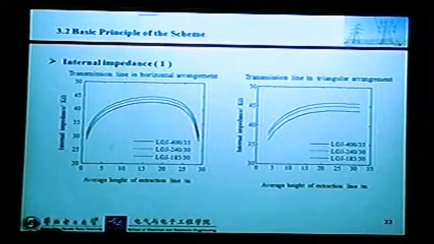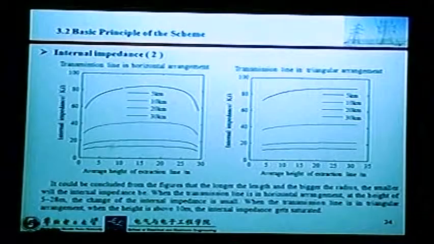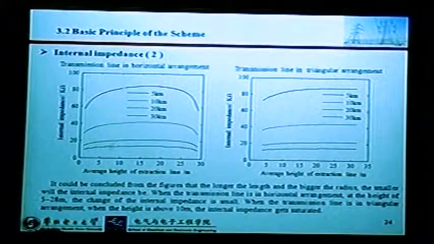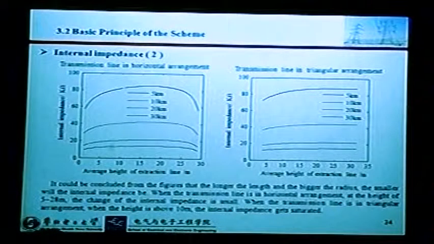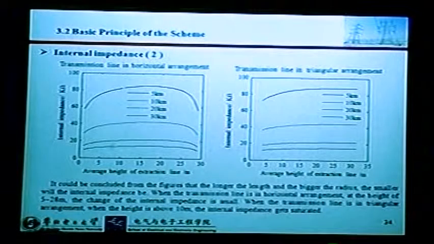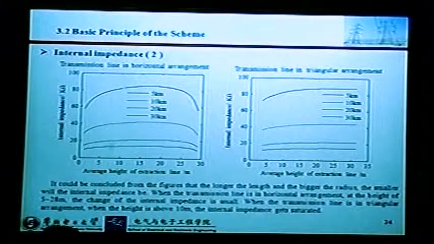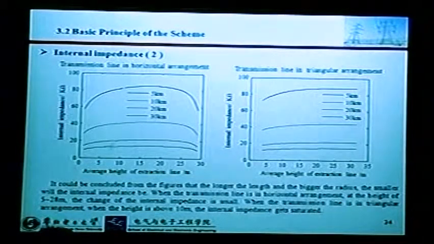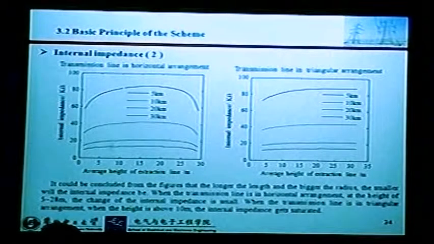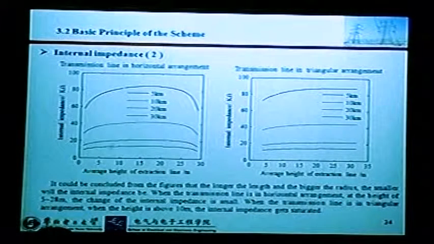For internal impedance, the two figures give the results in horizontal arrangement and triangular arrangement for different wire types. The two figures give the results for different line lengths. We can see from the figures that the longer the length and the bigger the radius, the smaller the internal impedance will be. When the transmission line is in horizontal arrangement at a height of 5 to 28 meters, the change of the internal impedance is small. When the transmission line is in triangular arrangement and the height is above 10 meters, the internal impedance gets stable.